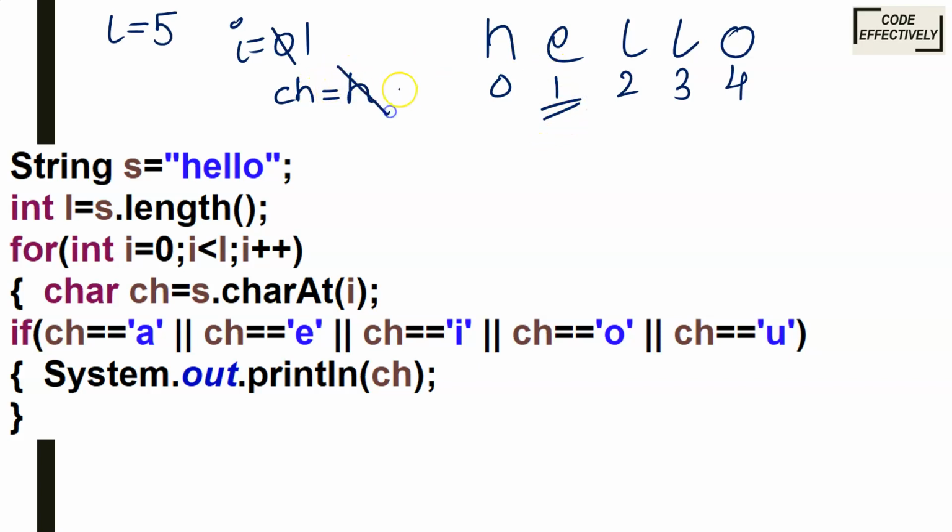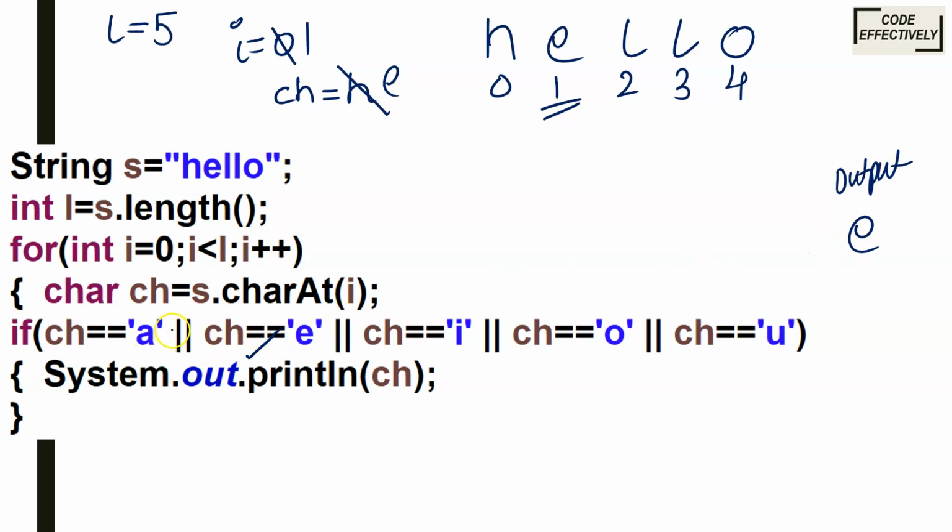So now the new value will be stored, that is e. It will check e equal a? No. e equal e? Yes, the condition is true. As the condition goes true, we will get System.out.println(ch). ch, e, will be displayed. Okay, let's say this is my output window, so e will be displayed here.